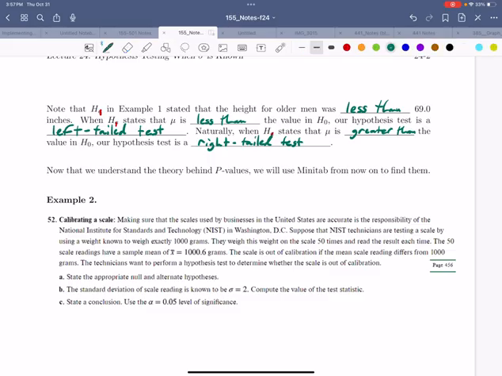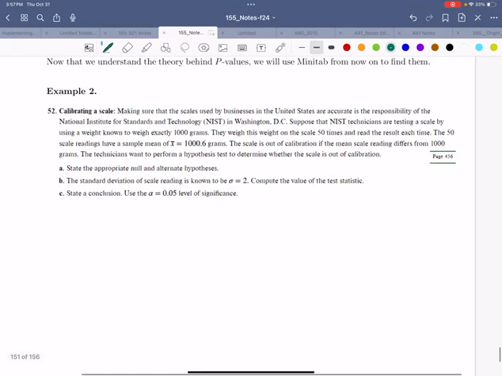Okay, so now let's look at this example, and we're just going to use Minitab. It's a little quicker, right? So we're calibrating a scale. We're using a weight that's somehow known to be exactly 1,000 grams. I guess whatever scale weighed that was super calibrated, or they used science, or whatever. Anyway, they weigh this weight on the scale 50 times and read the result each time. The 50 readings had a sample mean of 1,000.6.